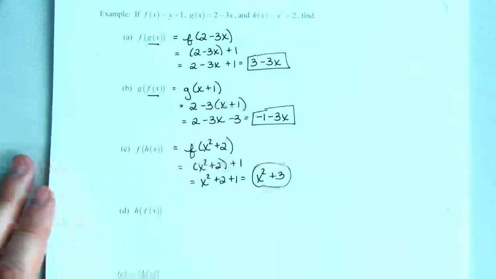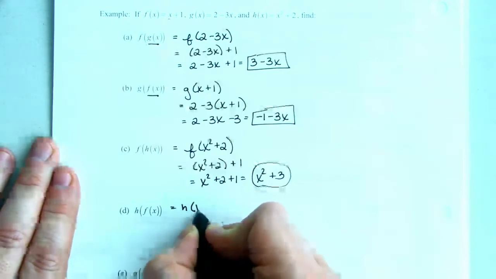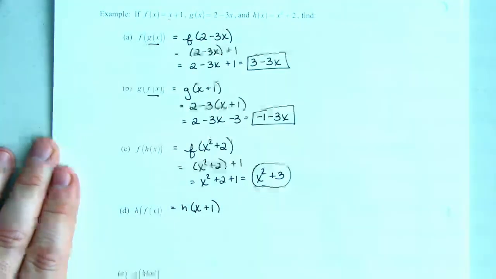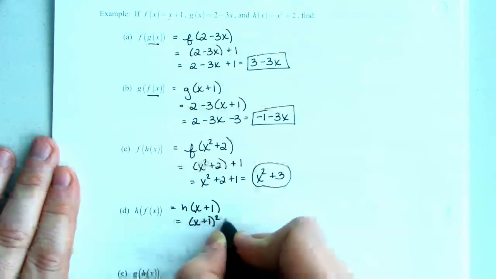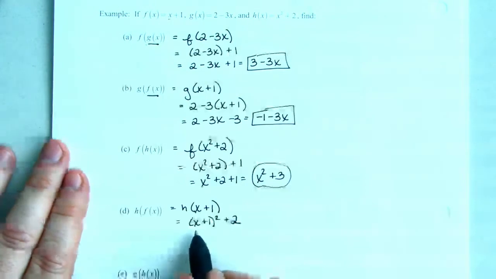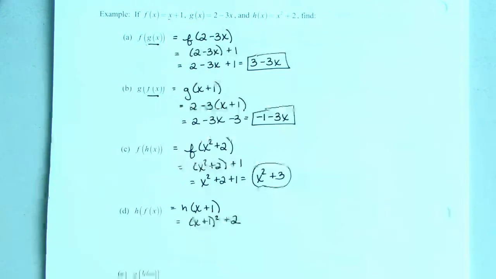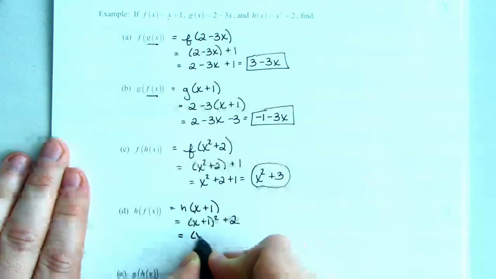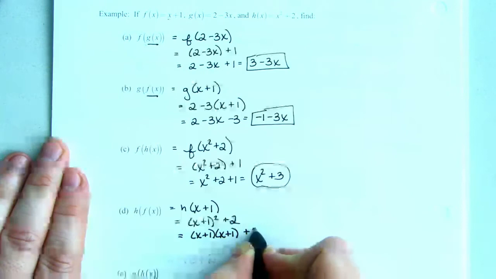The next one, I want to do h of f of x, which is h of x plus 1. I'm going to plug x plus 1 into the h function. So I'm going to say in parentheses x plus 1 squared plus 2. Hopefully you remember, what do we have to do to square x plus 1? Hopefully you're remembering we need to write it out twice and FOIL, or distribute. X plus 1 times x plus 1 plus 2.